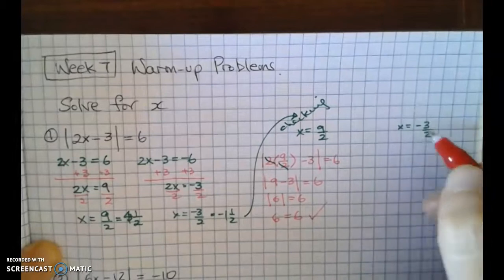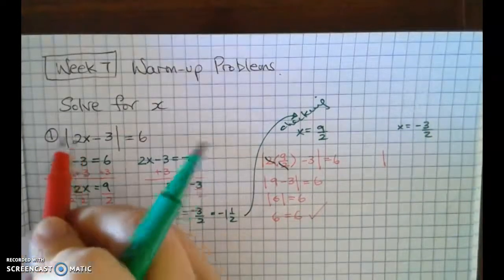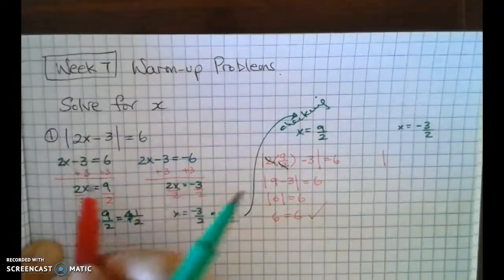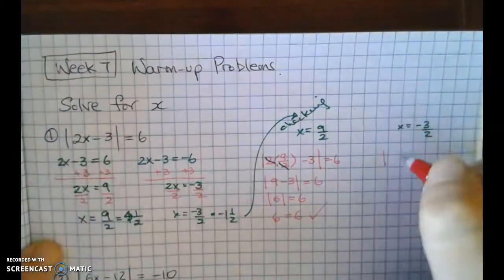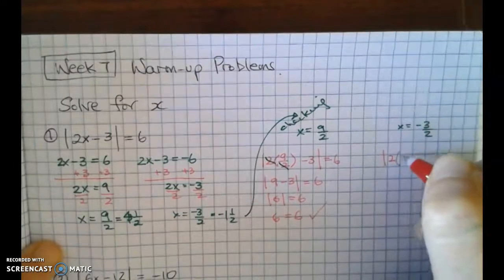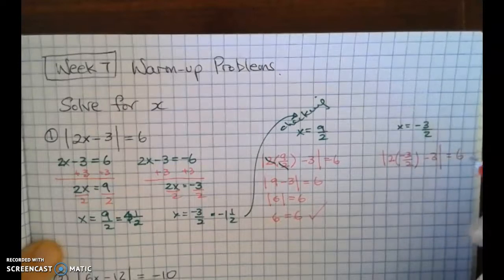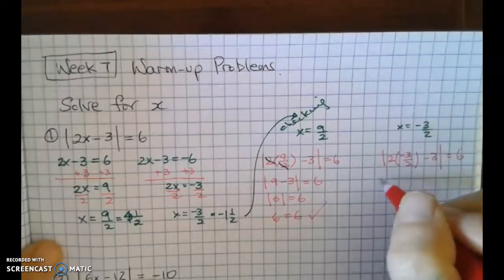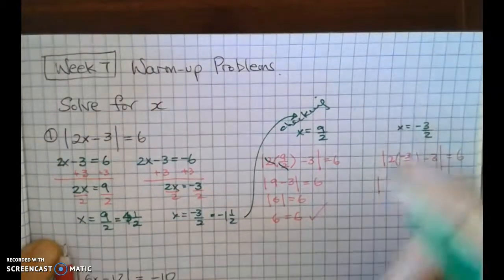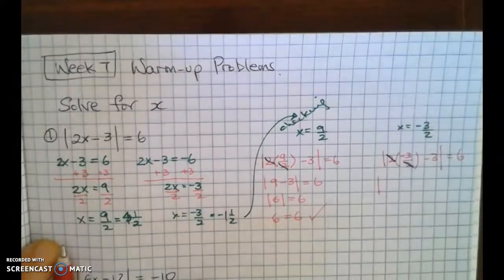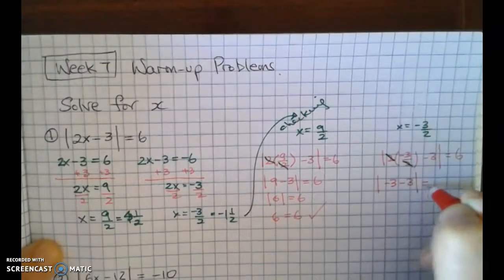What about the next solution? Let's try that again. When you're substituting, you need to go to the original equation. Do not go to those equations that you came up with. Go to the original equation. So that's going to be the absolute value of 2 times negative 3 over 2 minus 3 is equal to 6. And now we are starting to simplify inside the absolute value function. 2 multiplied by negative 3 divided by 2. Because you're multiplying and then dividing again, this just simplifies to negative 3 minus 3 is equal to 6.